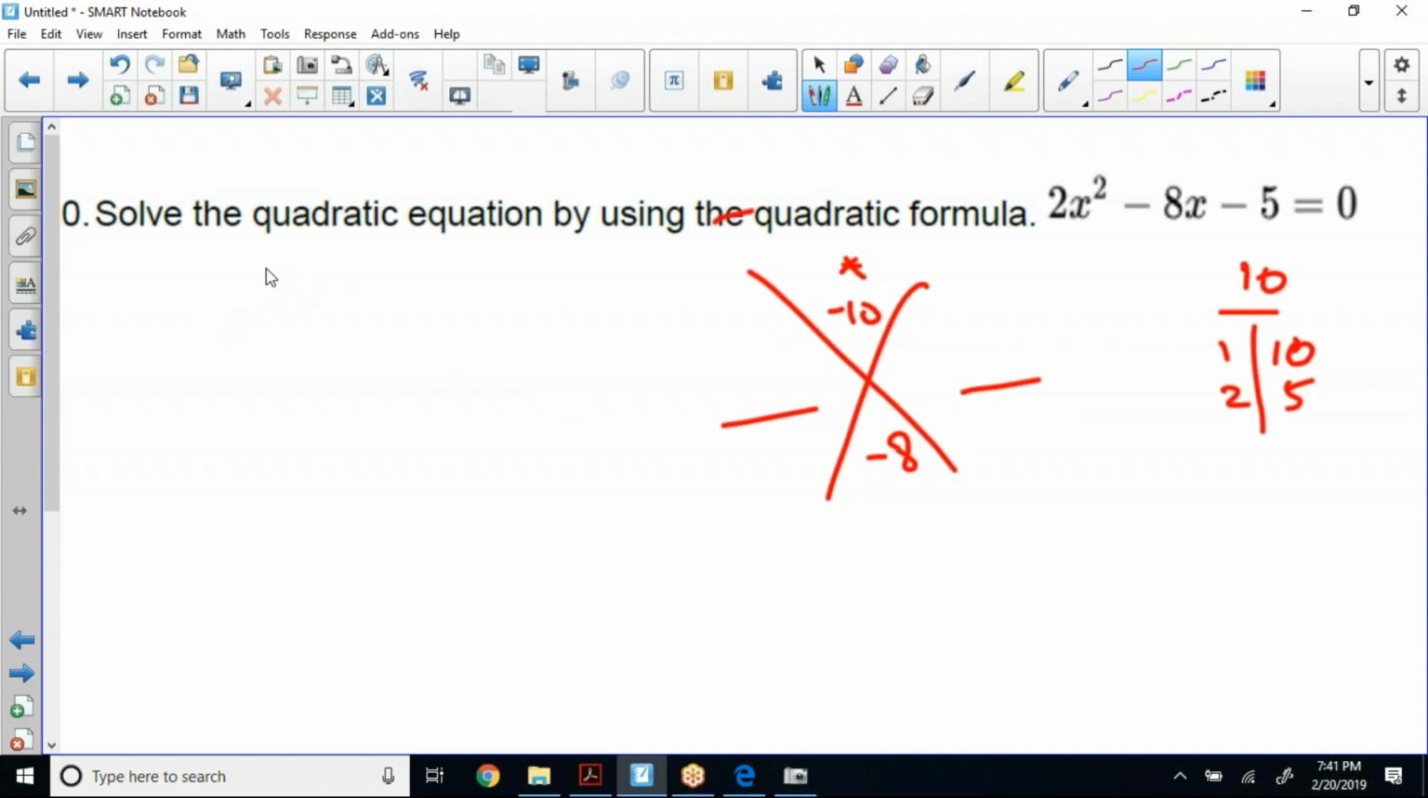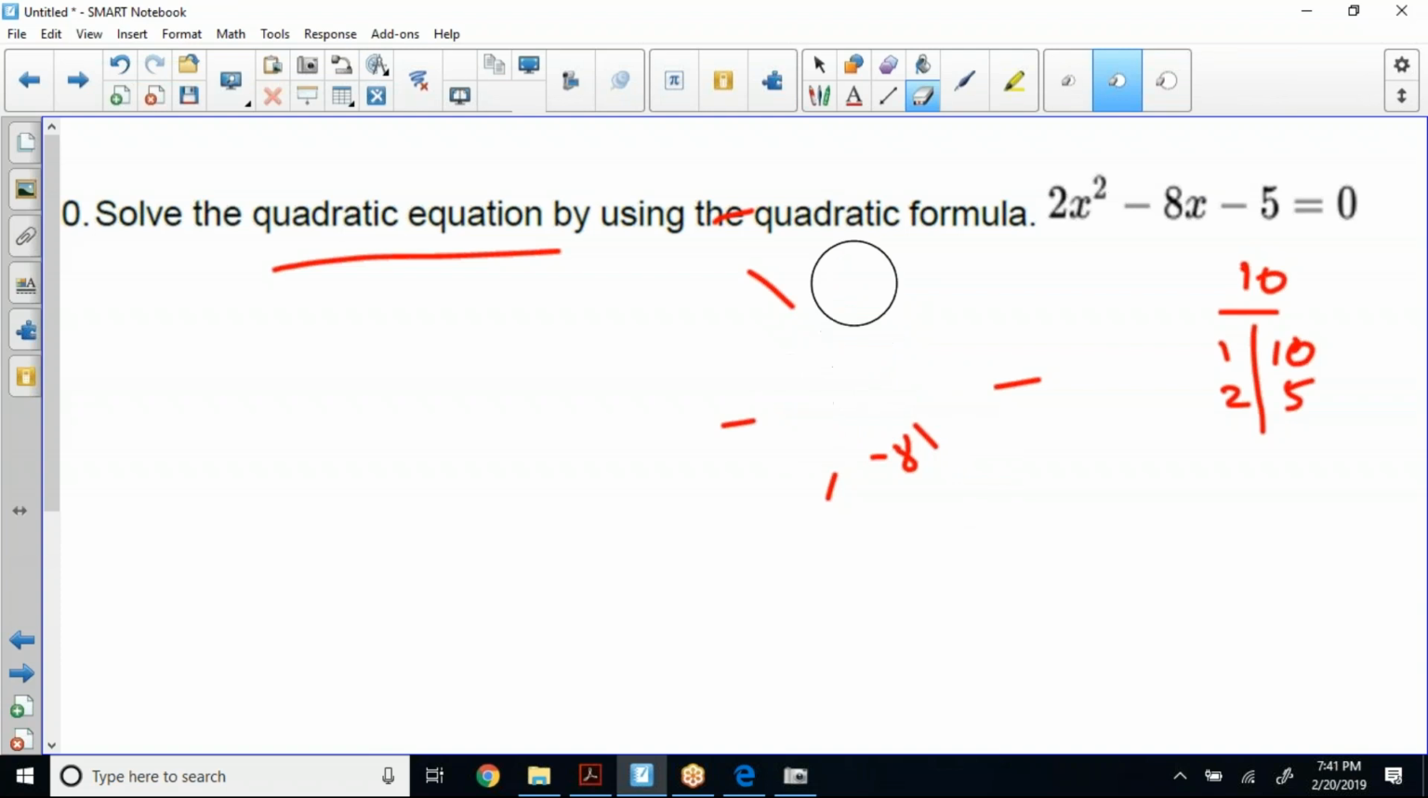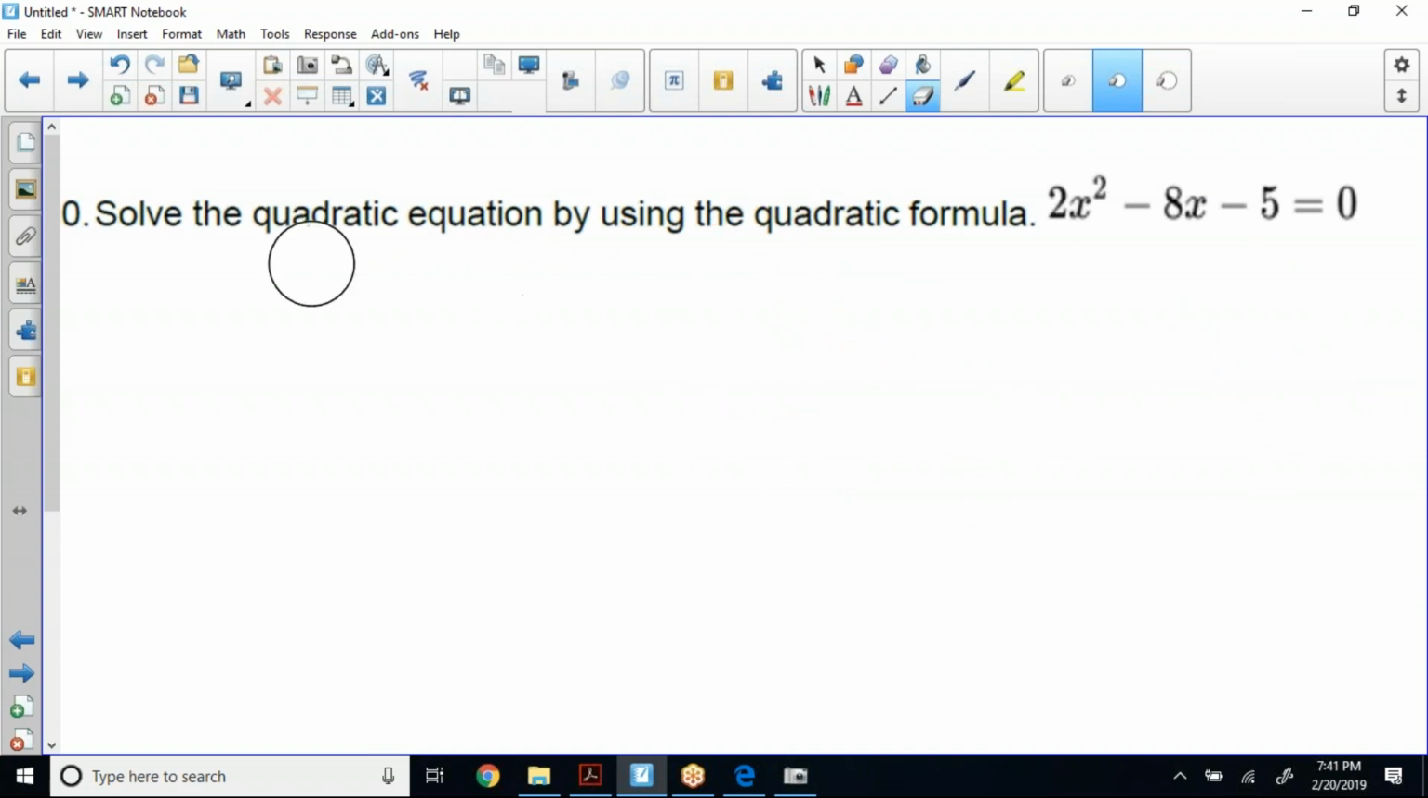So yeah. If they say solve by the quadratic equation, if they say solve by completing the square, what are you going to do? Quadratic equation, right? Okay. Or quadratic formula, I should say. So, yeah. Can't do it by factoring. But you still need to see it. Yeah, okay, good. Yeah, not a problem.